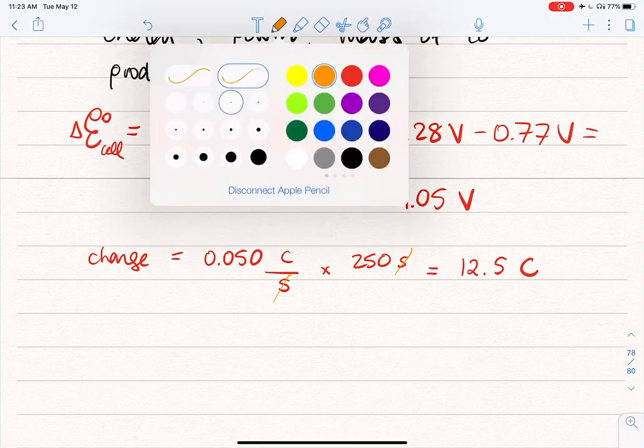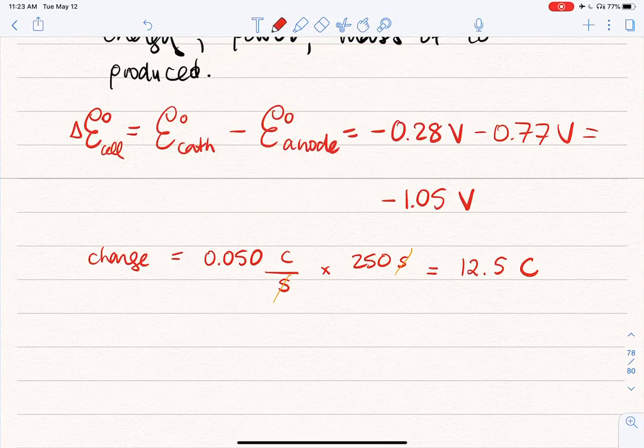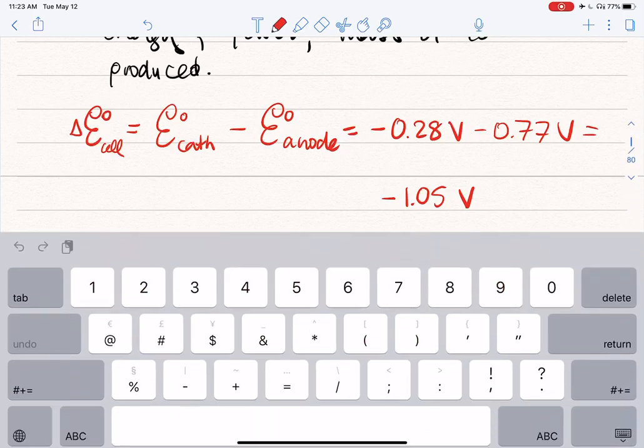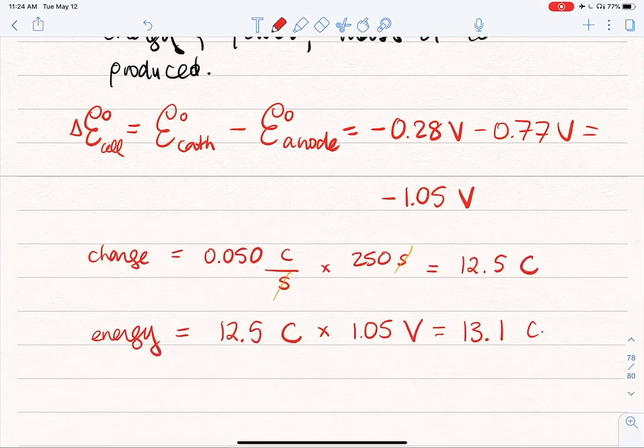Energy now is going to be multiplying the charge times the potential. Remember, energy is in joules, and a joule is a coulomb volt. So I need to take the charge and multiply it by the potential, 1.05 volts. You could leave the negative in there, it doesn't really matter, but you'll get 13.1 coulomb volts, which is really just 13.1 joules.